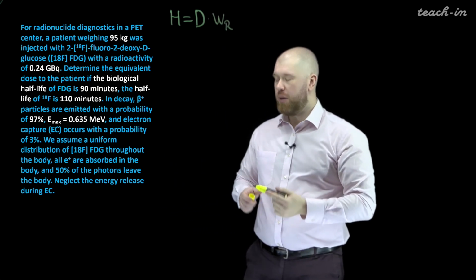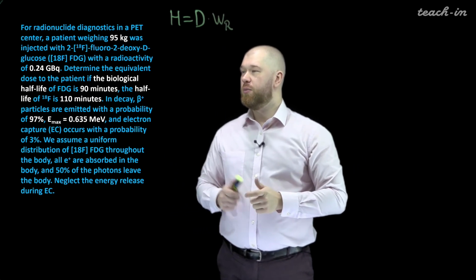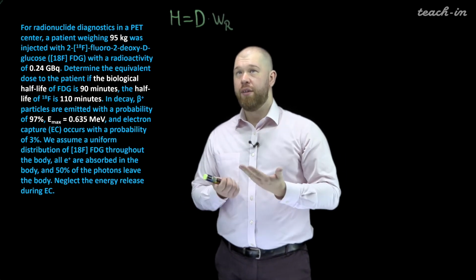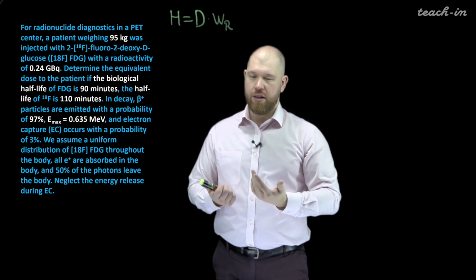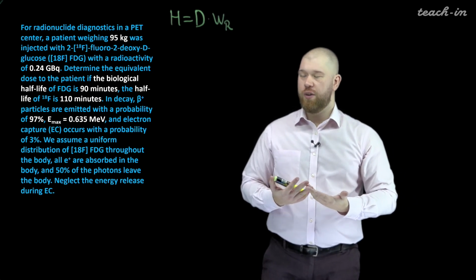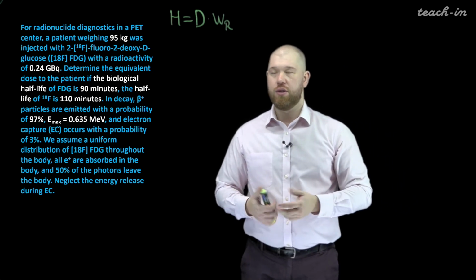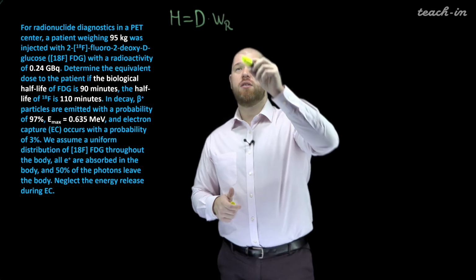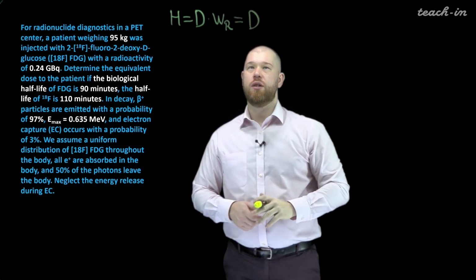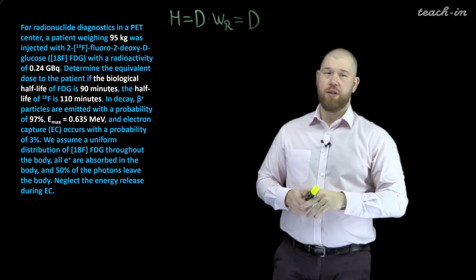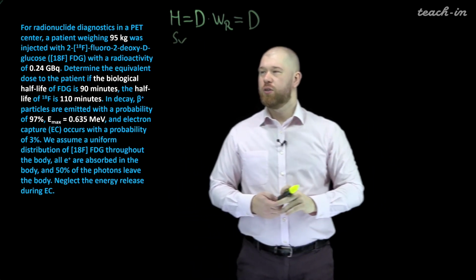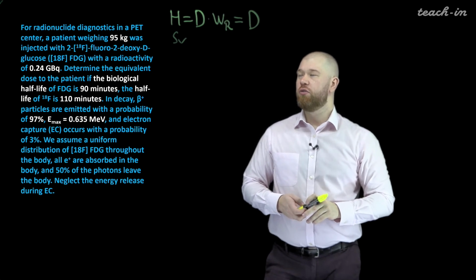But what particles do we have in our case? We have beta plus, and for beta particles the Wien factor is equal to 1. And we have the annihilation photons, so the Wien factor for gamma radiation is also equal to 1. Thus, we can just write that the equivalent dose is equal to the absorbed dose, but of course we remember that we will calculate all the values in sieverts, not in grays.